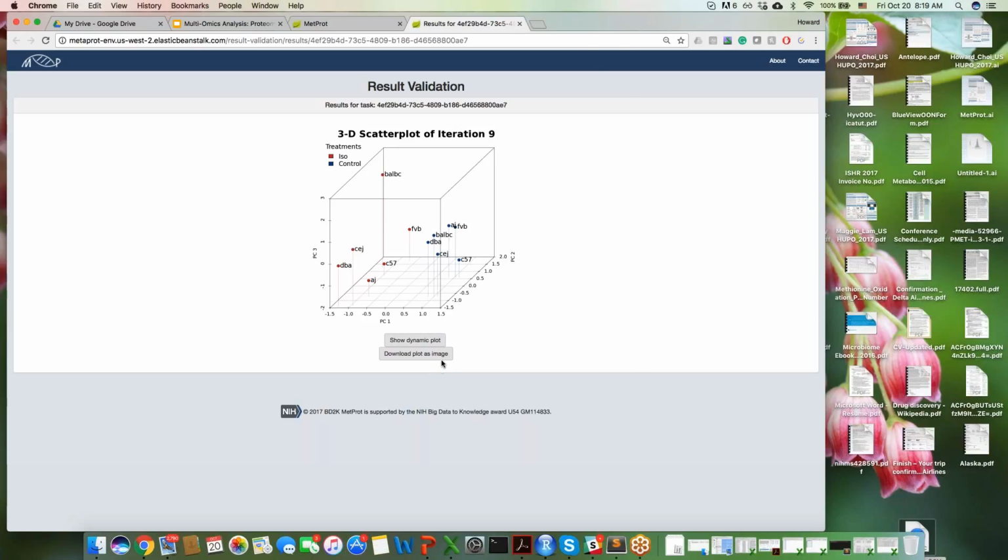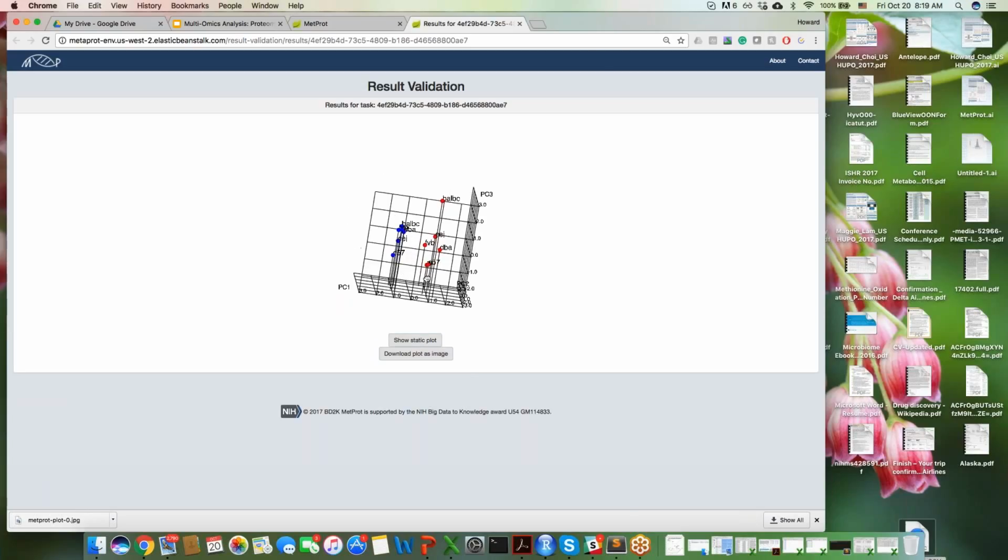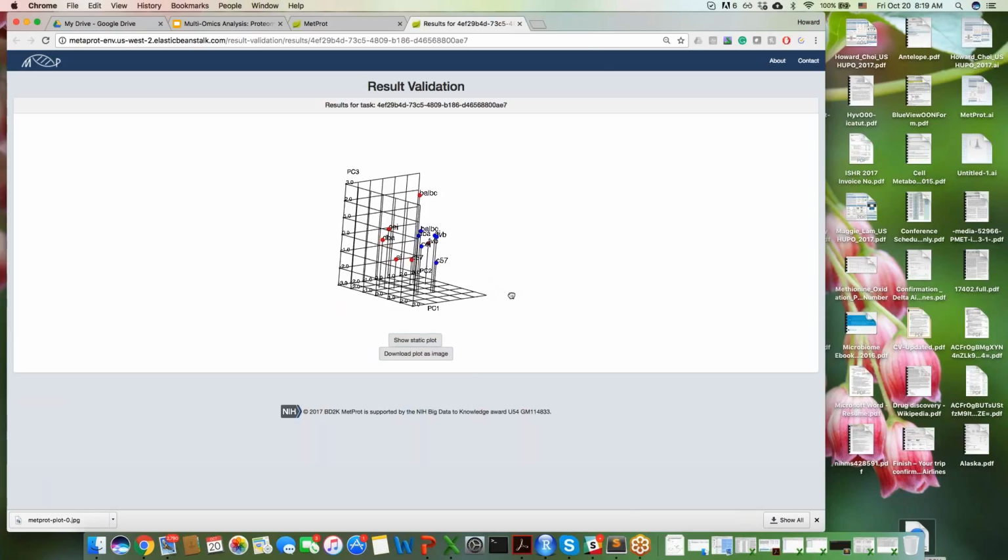So one is the static plot. You'll be able to download it as a high definition image. Also, you can have a dynamic plot that you can see from different angles.